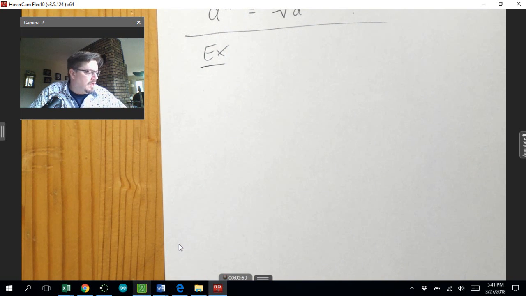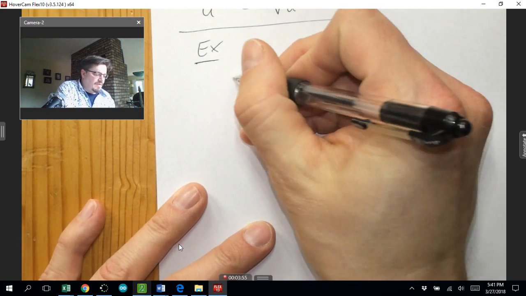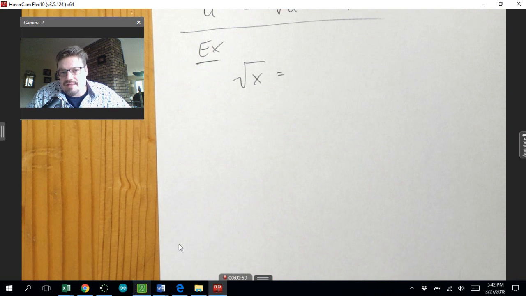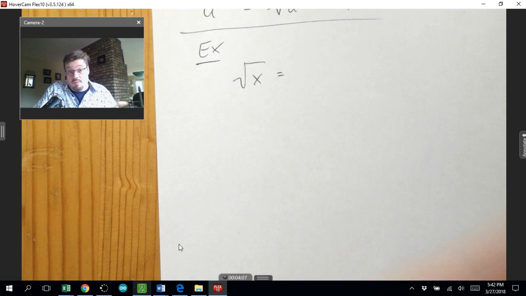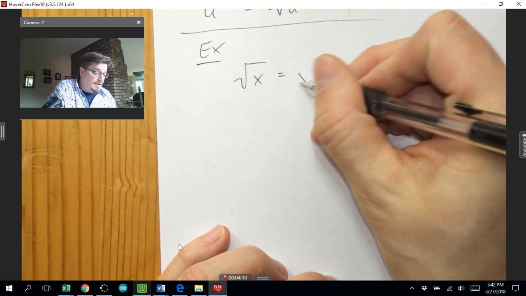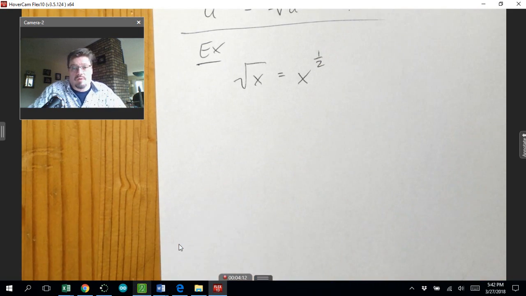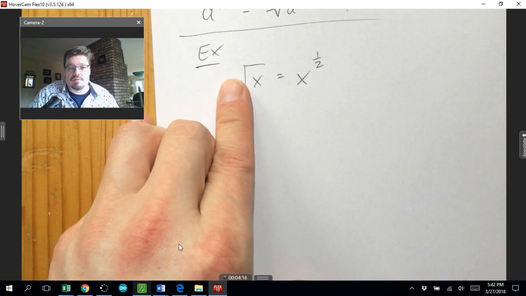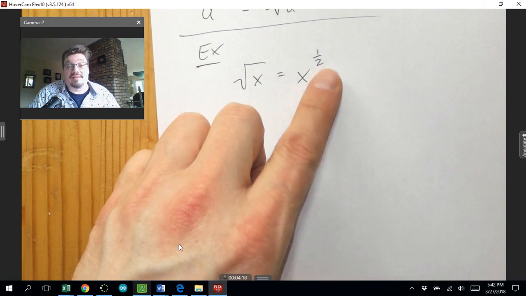All right. Let's say you got the square root of x. How can we write that as a fractional exponent? Well, x is being raised to the first power, but you're taking the square root. So if I wanted to rewrite this, it would be x to the 1/2. And that's it, because you're raising x to the first power, but you're taking the square root. This is the most common.